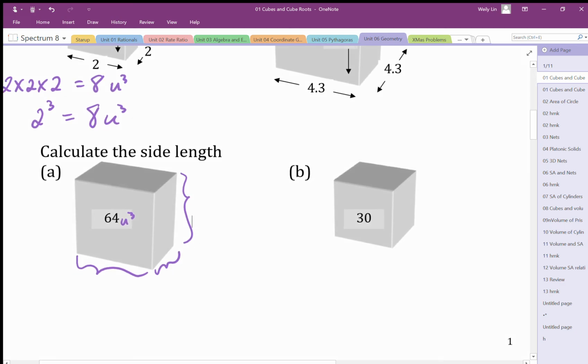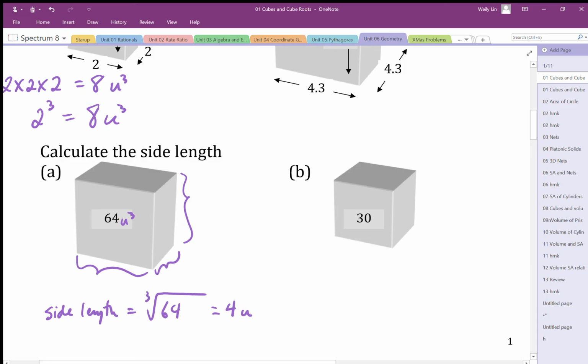So I can take this 64, so the side length is equal to the cube root of 64. And some of us know how to do this in our heads. The answer is going to be 4. Okay, 4 units of length.